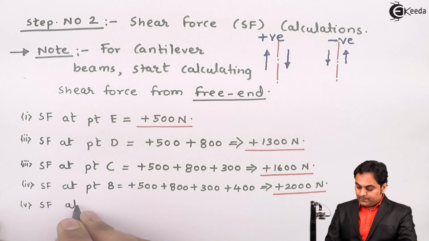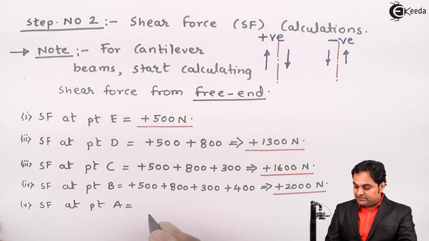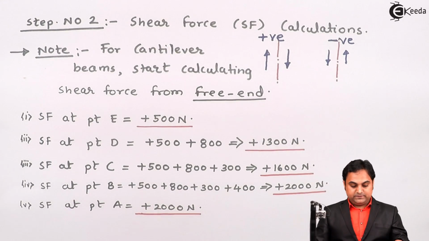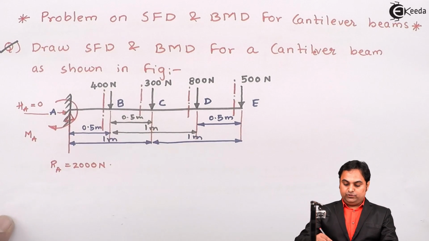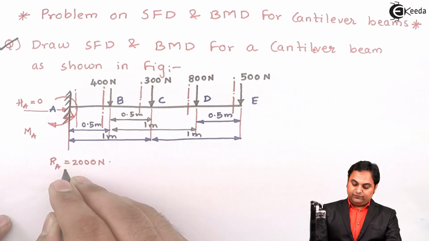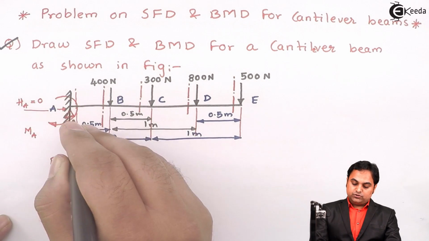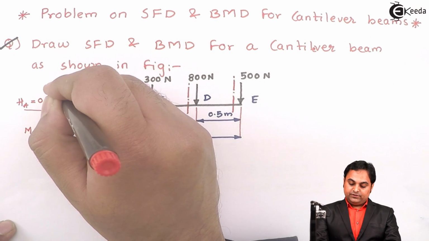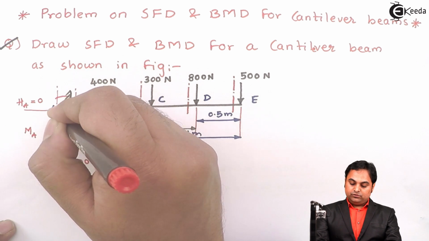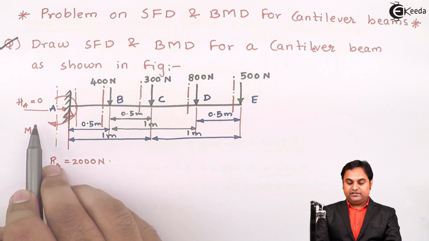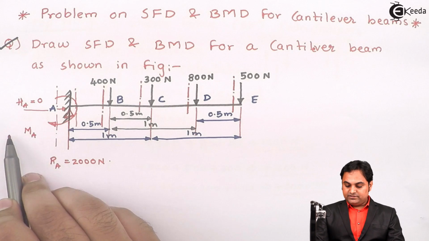SF, shear force at point A, will also be the same, plus 2000 Newton. That is, by taking the section just right of A, then to the left of the section we have 2000 acting upward. So to the left of section, upward force is positive, plus 2000. If I take the section on the left hand side of A, there are no forces, which means shear force will finally be 0.